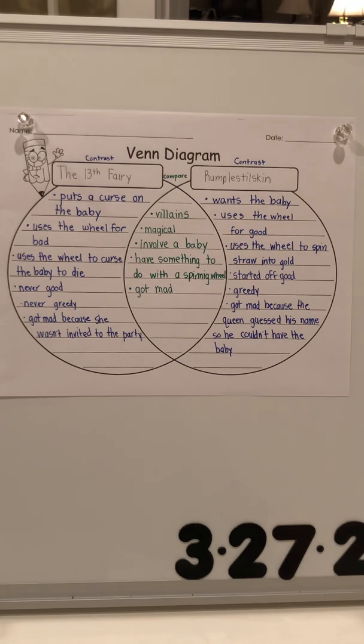The next similarity is that they both have something to do with a spinning wheel. But again, how they use the spinning wheel is different. So the 13th Fairy uses the wheel for bad. Rumpelstiltskin uses the wheel for good. He spins the straw into gold. The 13th Fairy uses the wheel to curse the baby to die.